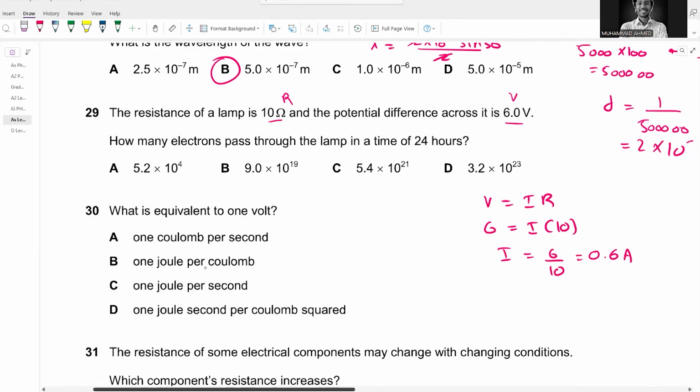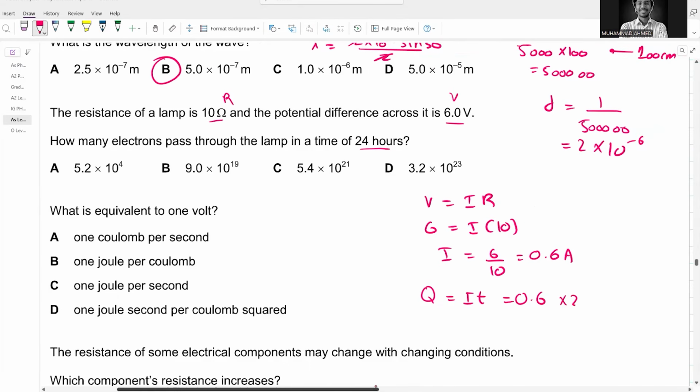Can you calculate the charge which passes in 24 hours? Charge is equal to current into time. Current is 0.6. What is the time? 24 hours, that is 24 into 60 minutes in 1 hour into 60 seconds in a minute. Charge क्या आ रहा है? 0.6 into 24 into 3600. This comes out to be 51840 coulombs is your charge.